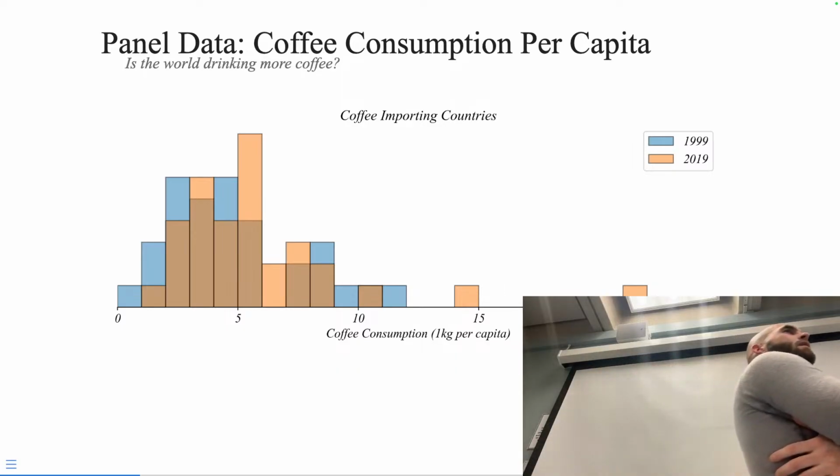How could we want to ask this question: is the world drinking more coffee? And we're going to ask this in a bunch of different ways. But how can we create a visualization that makes it easier for us to see the answer to this question?